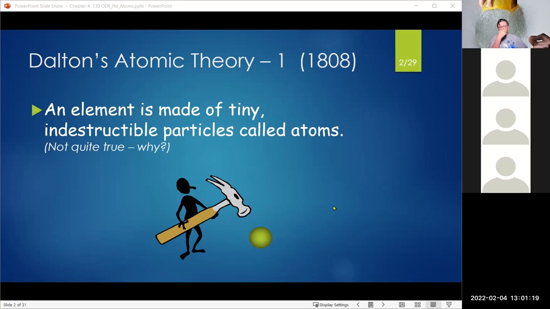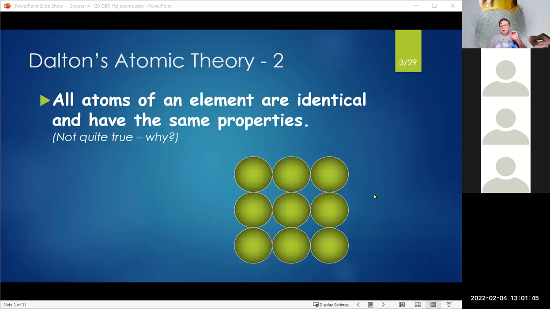1808, way back there. He proposed that an element is made up of tiny indestructible particles called atoms. Well, it turns out they're not indestructible, because these tiny atoms are made up, as I explained, of more particles, subatomic particles. So they were not indestructible.